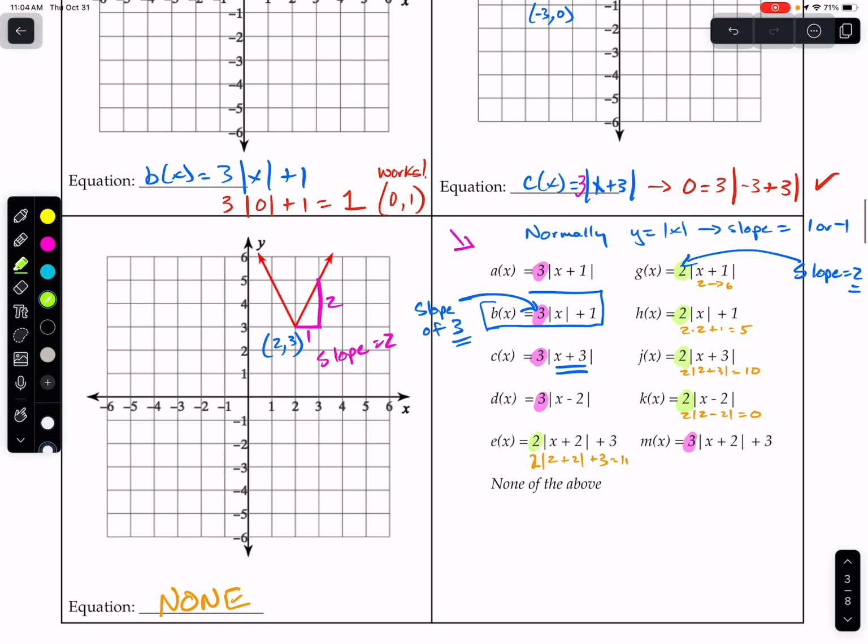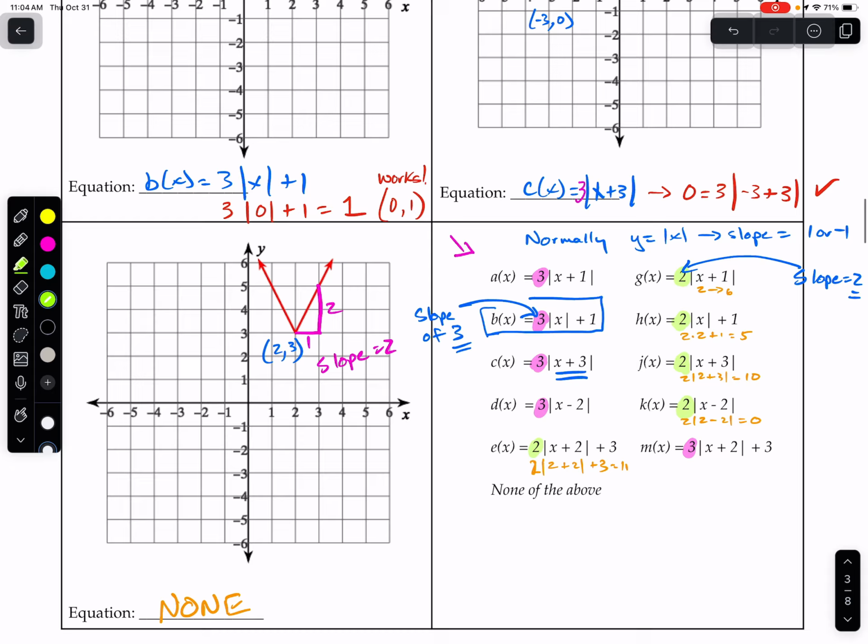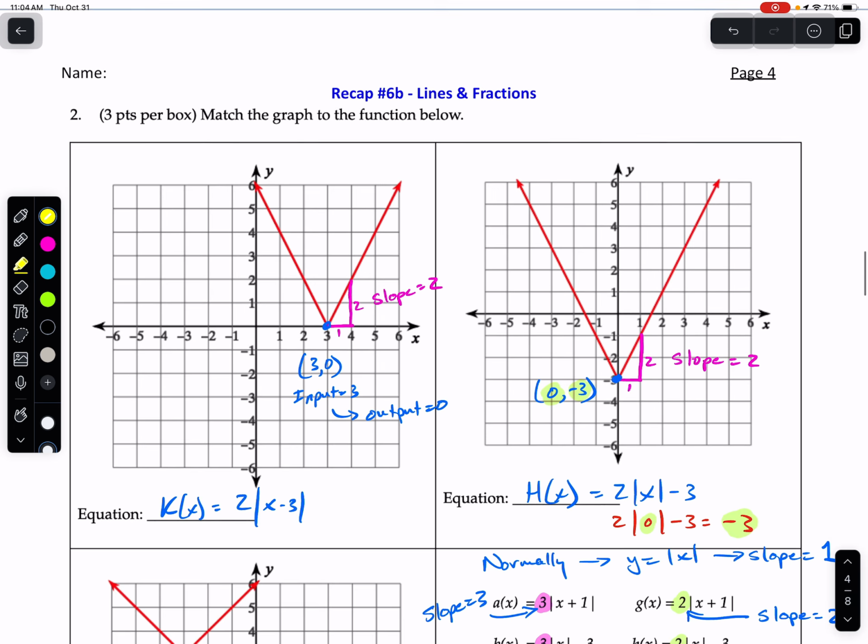I'm going to go back up here. Yeah, and just put in 0, got out 1. Put in negative 3, got out 0. Okay, so people can see that.